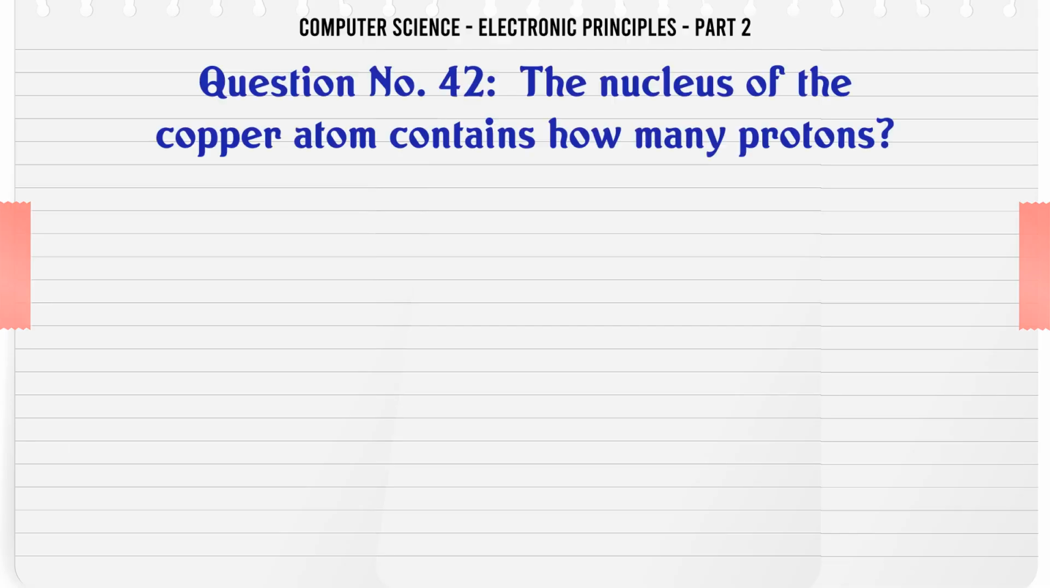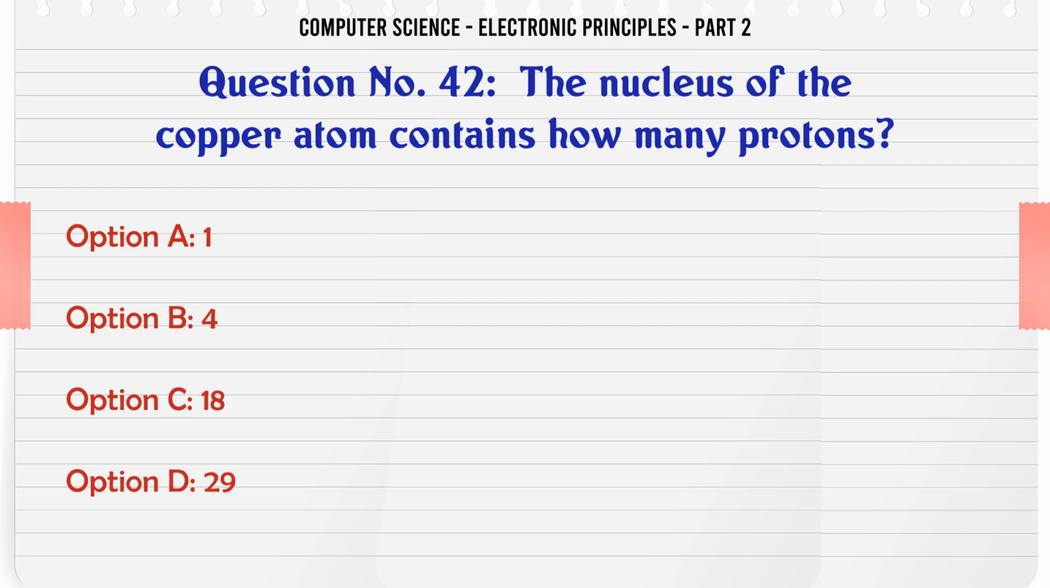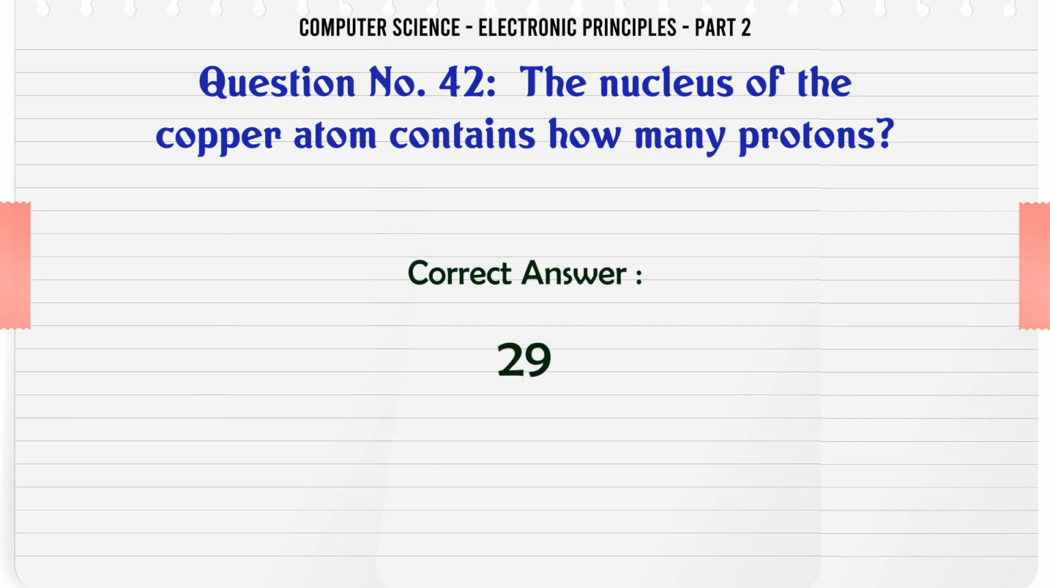The nucleus of the copper atom contains how many protons? A. 1, B. 4, C. 18, D. 29. The correct answer is 29.